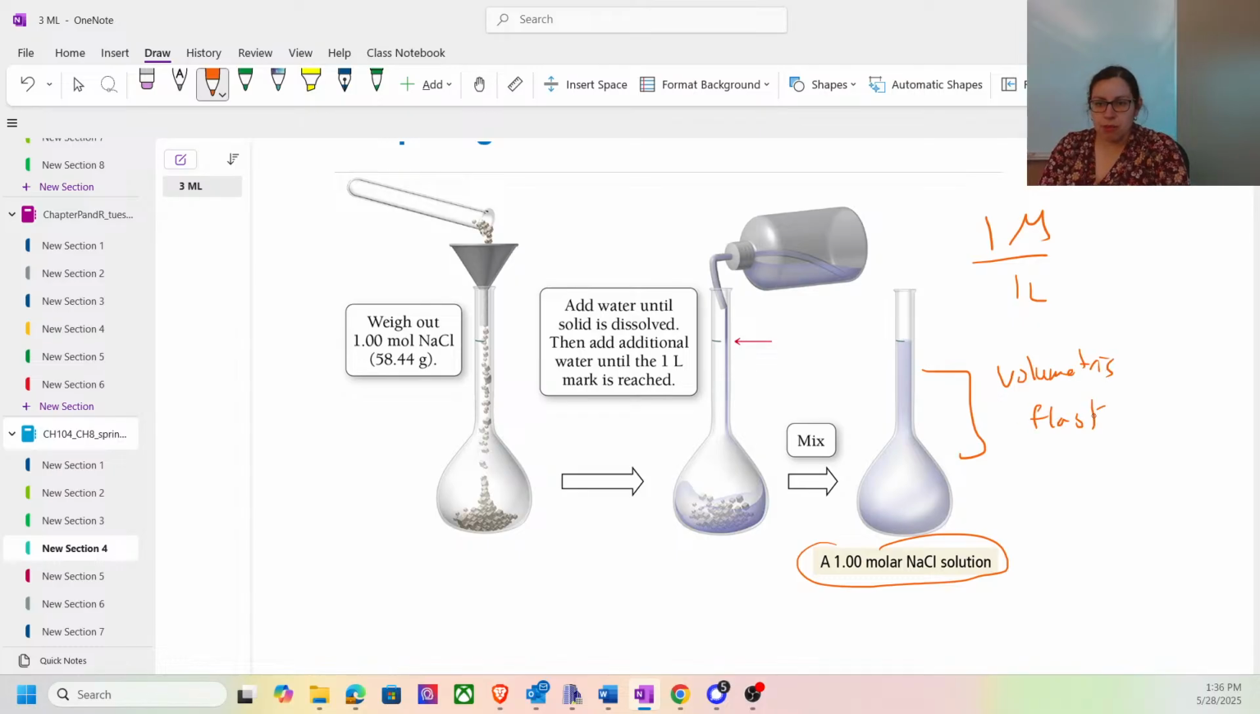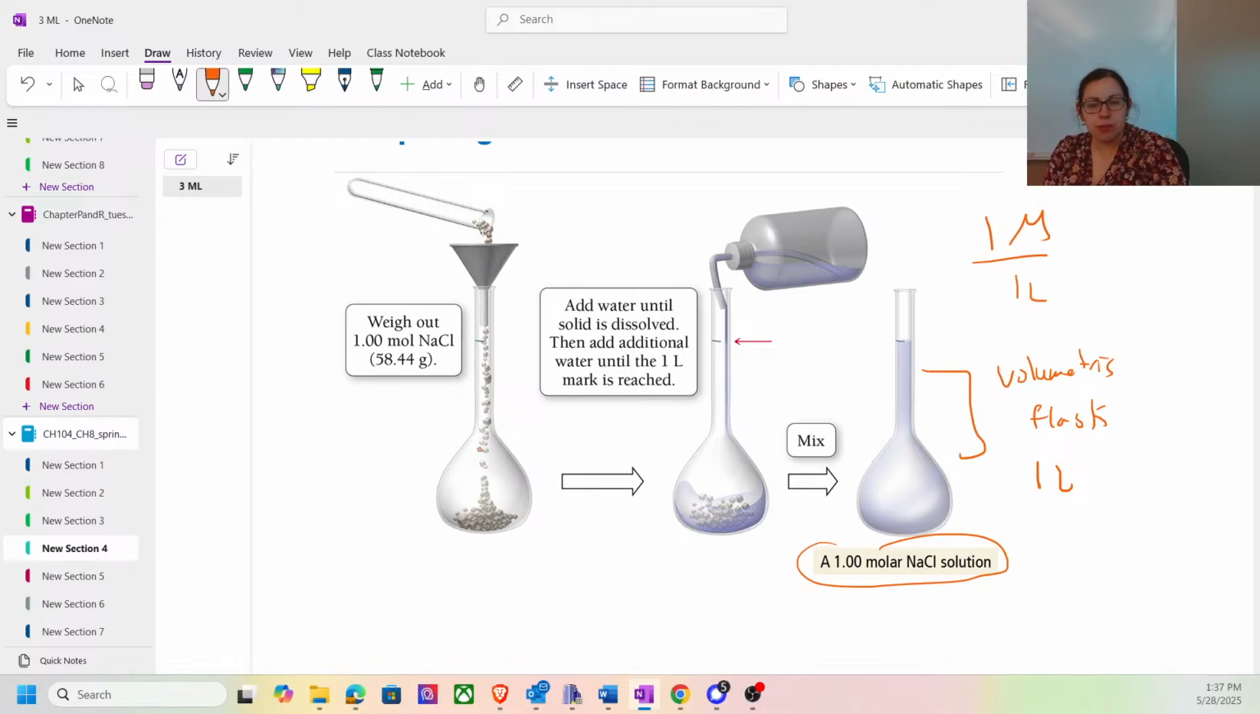And they are used to measure literally one value. So they have like one line there. So they're super accurate to whatever points. So right, you can look at your volumetric and they have some sort of tolerance there. And so this would be a 1 liter volumetric.